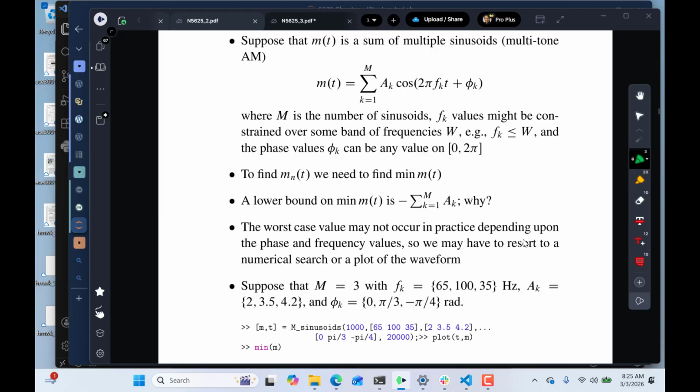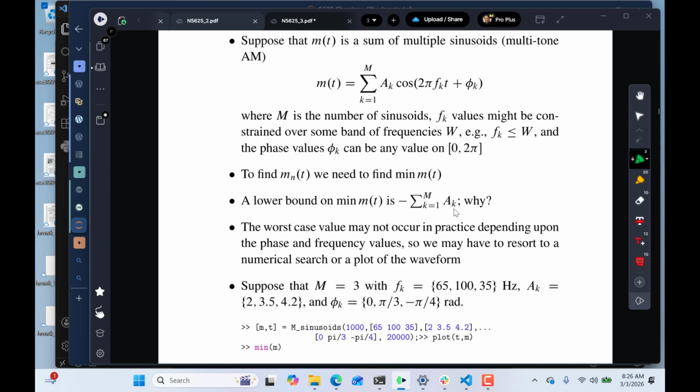But as a step in that direction, just suppose you put in multiple sinusoids, which is what this example is. We would then have to find the minimum value, and we could lower bound it by just saying, okay, suppose the phases and the frequencies are such that the minimum is going to be the negative of the sum of the amplitudes.